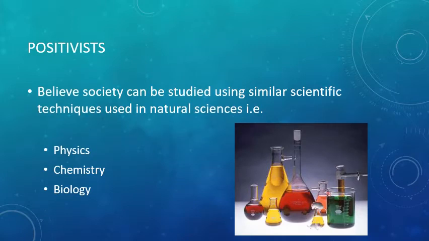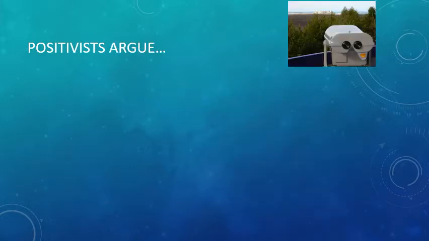So the first group of sociologists are what we call positivists, and they are the scientists of sociology. They believe that society and humans can be studied in the same way that natural scientists might study rocks or forces or cells or organisms, using more experimental, quantitative research, and therefore we should approach society in the same way that natural scientists approach their fields.